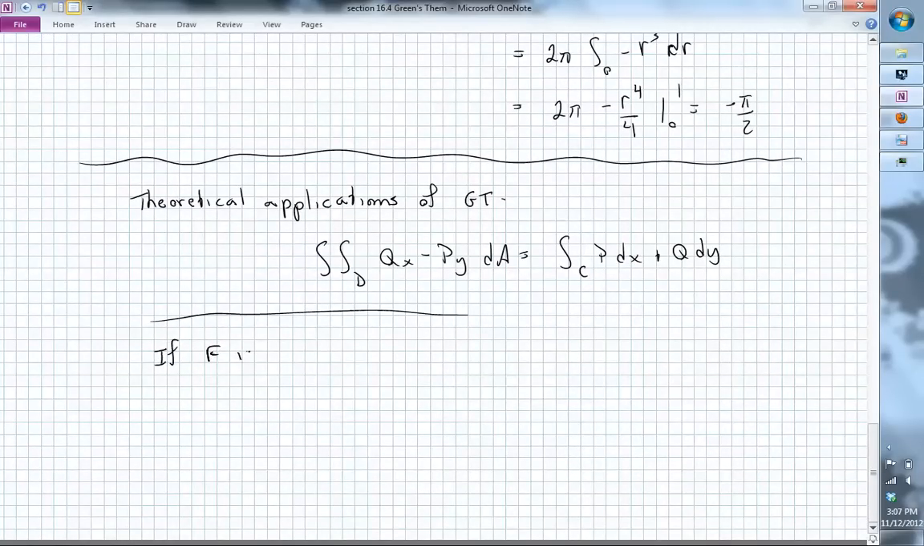If F is a conservative vector field, F equals P comma Q. What do we know about the relationship between P and Q? If F is a conservative vector field, the test for conservativeness, Py equals Qx. So, what does that tell us about the left-hand side of Green's theorem?